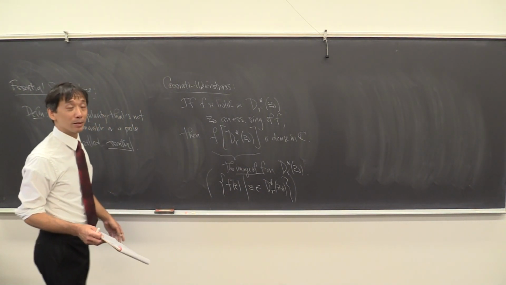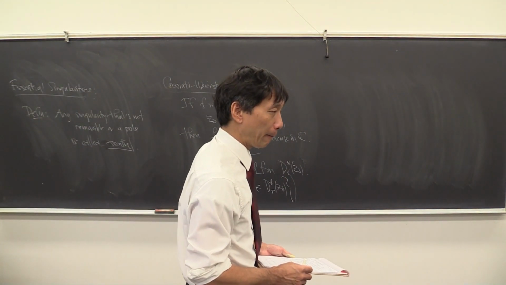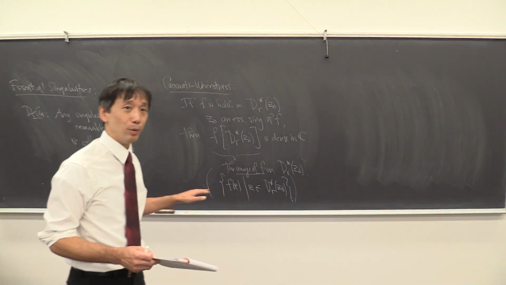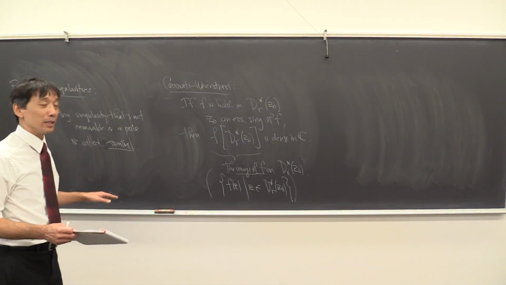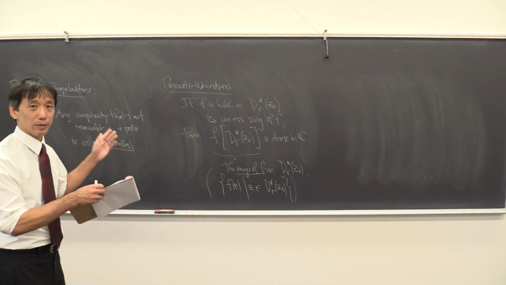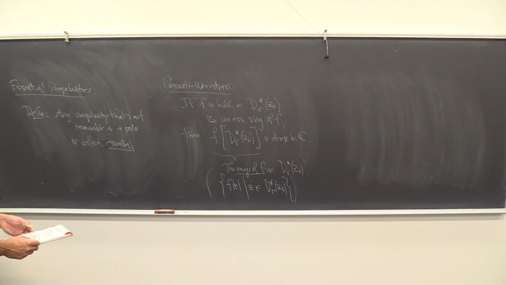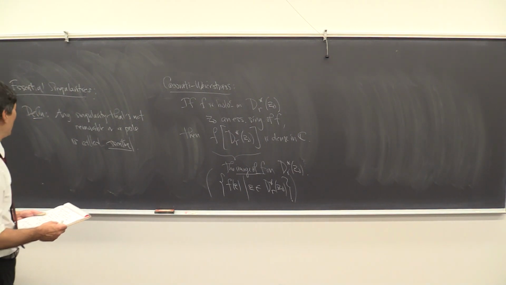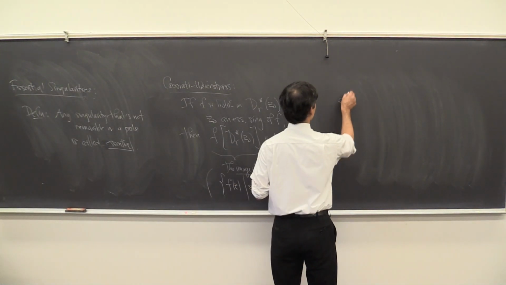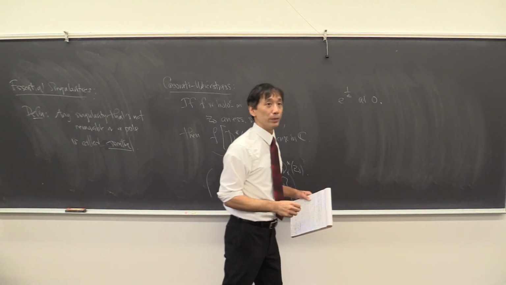So is an example of an essential singularity like 1 over z at z equals 0? That's a pole, because as you go close to it, the size of it goes to infinity. The example that they give in the text is e to the 1 over z at z equals 0.